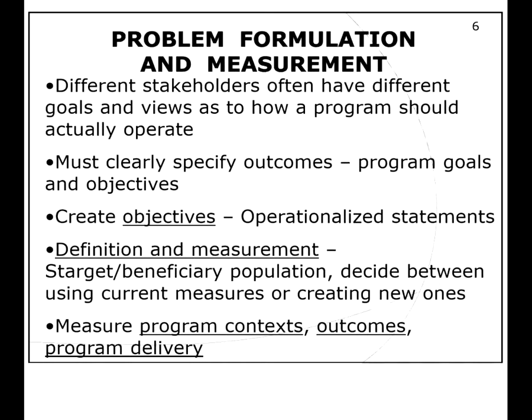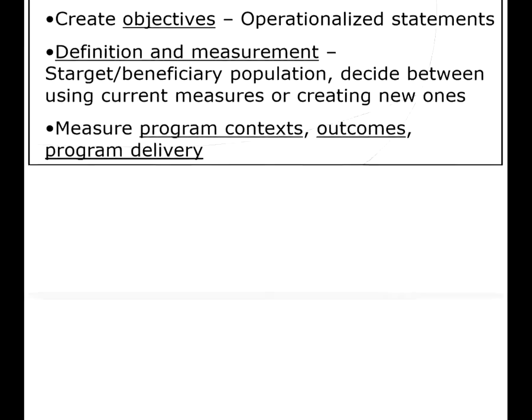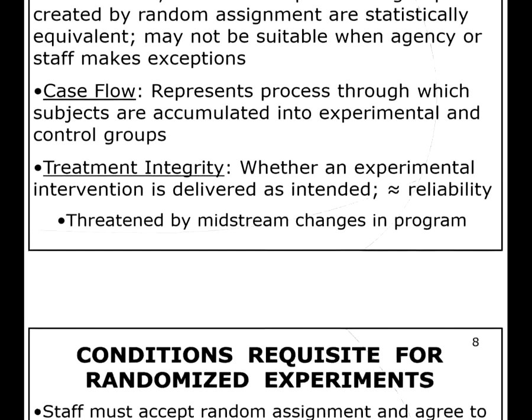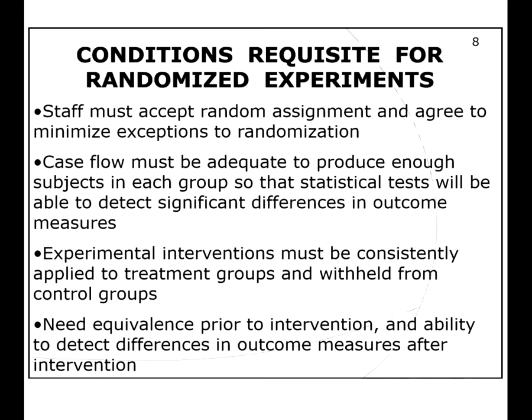And then you formulate your problem and your measurement. We've already talked about measurement, so I won't bore you all with that, and operationalization and stuff like that. So you could decide you want to use a randomized evaluation design, kind of like a randomized experiment, or you look at the case flow. You could look at treatment integrity, conditions requisite. You might look at the staff must accept random assignment and agree to minimize exceptions to randomization. And in your case flow, you've got some issues with that.